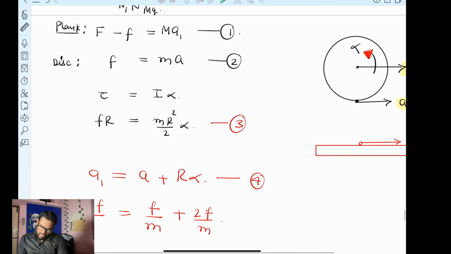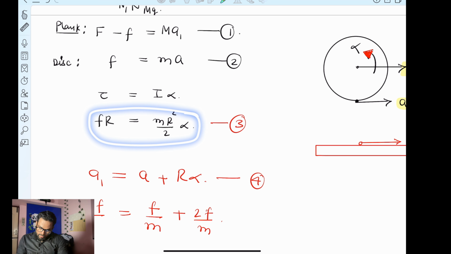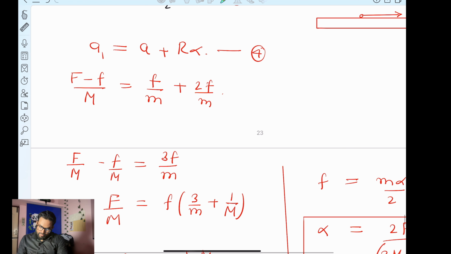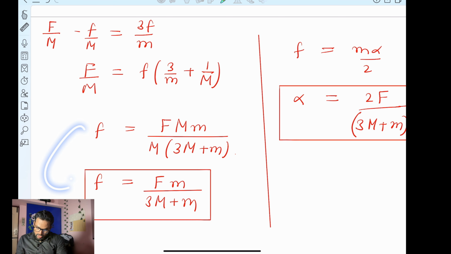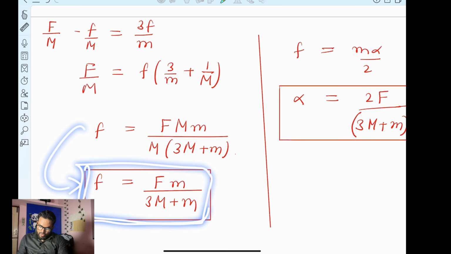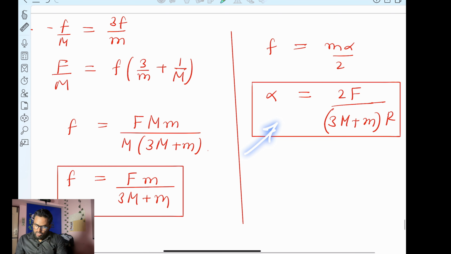Now we have A1 from equation number 1, capital F minus small f by capital M, equal to A, which is f by m from equation 2, and alpha from equation 2f by M. So by doing simplification, it further simplifies to this value. So the friction force would be this one, and from this friction we can calculate the alpha value also. So that would be the value of alpha.